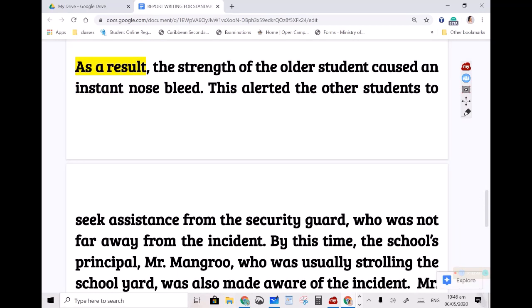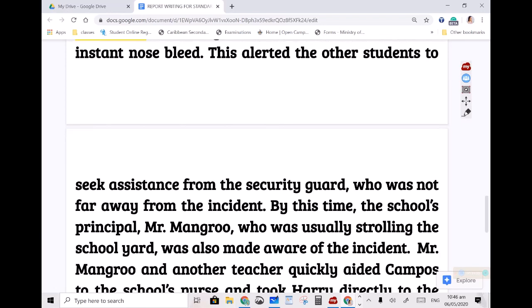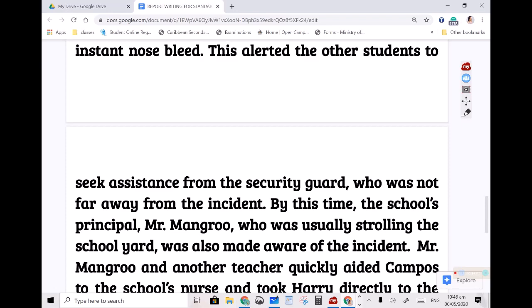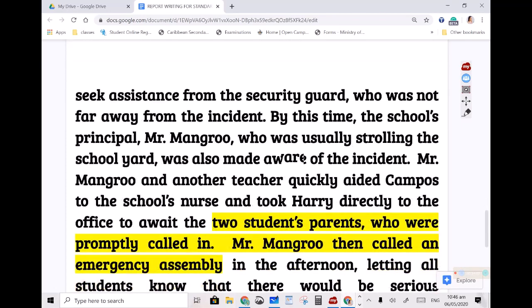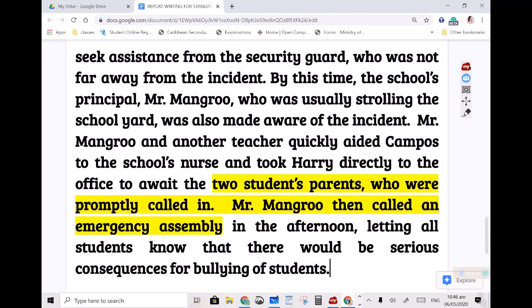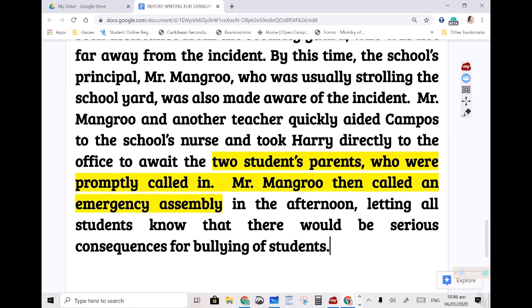So let us look back at how the third paragraph was dealt with. We had another transitional word, as a result. Right, so this would lead to our last paragraph, which is supposed to be the outcome of the incident. The strength of the older student caused an instant nosebleed. We had how the students sought assistance from the security guard, which is normal, that they seek assistance from somebody, either a teacher, a prefect, somebody would come to the assistance of students, okay, right?